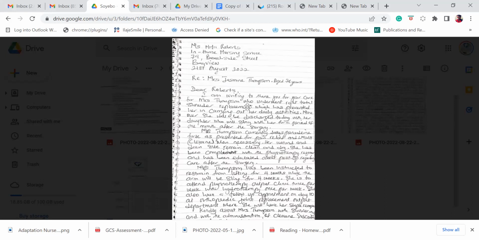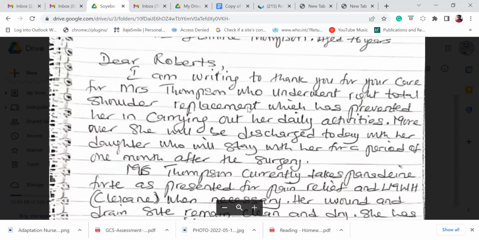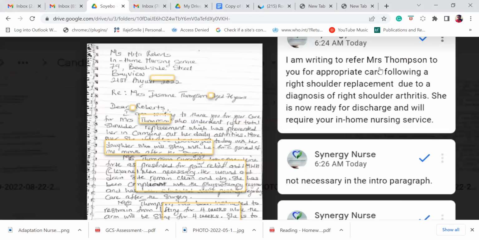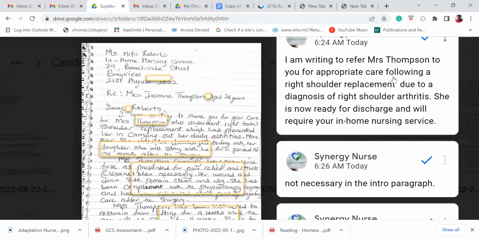So your introduction should rather have those three elements like I mentioned. So I wrote here that you can write, I'm writing to refer Ms. Thompson to you for appropriate care following a right shoulder replacement due to a diagnosis of right shoulder arthritis. That is the presenting situation of the patient. You want to identify the patient, you can say, I'm writing to refer Ms. Thompson, a 76-year-old woman who, so you continue like that. Then she is now ready for discharge and will require your in-home nursing service. So that's the purpose of the letter. This introduction is complete that way.